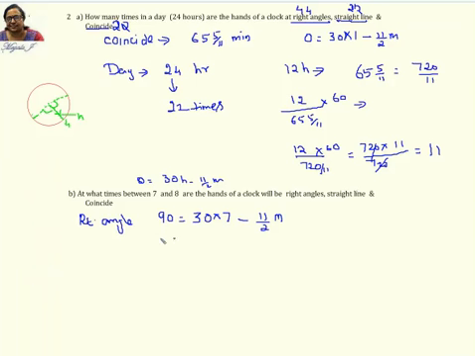So it's going to be 90 plus 11 by 2 M equals 210. It's not plus, it's minus. So 11 by 2 M equals 210 minus 90, which is 120. So M equals 240 by 11. 11 times 21 is 231, and the remainder is 9. So it's 21 and 9 by 11.